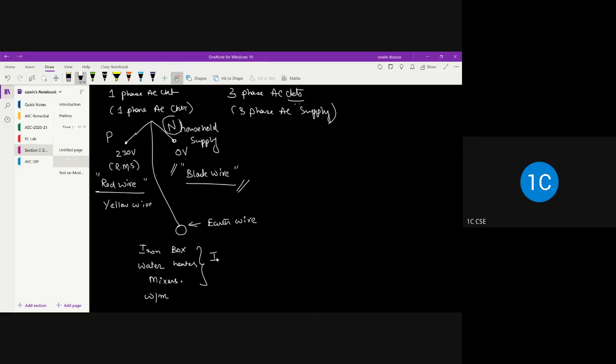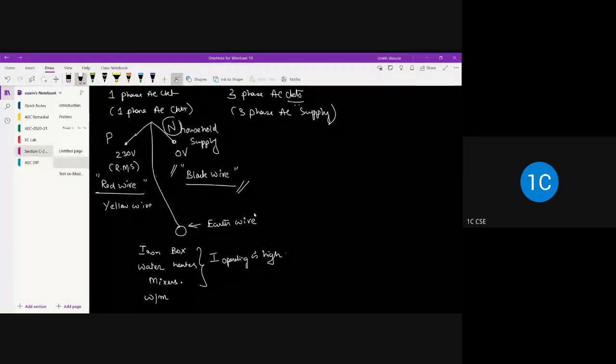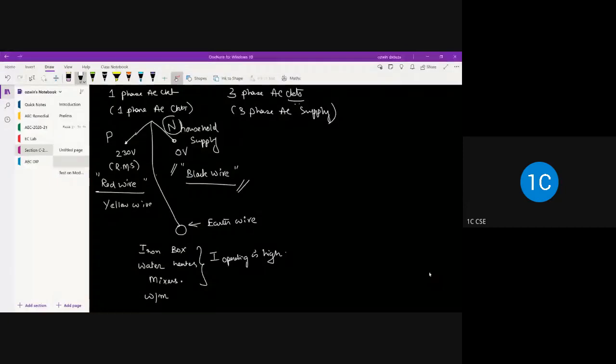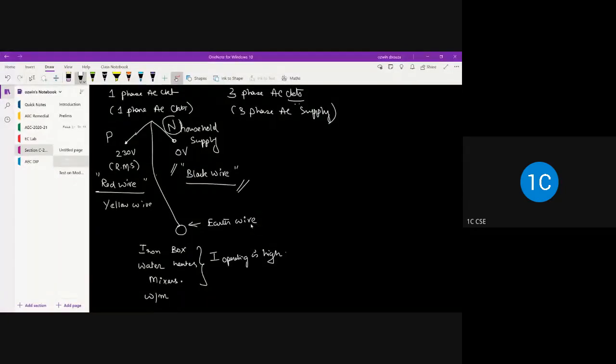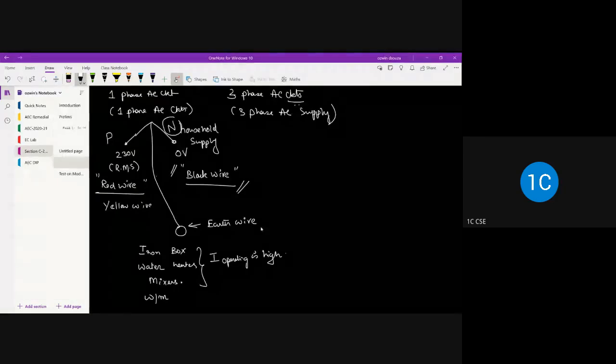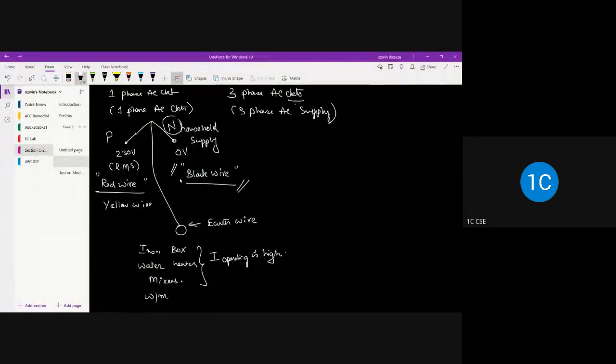So the operating current is high, and to protect human lives against an unintentional fault, this earth wire is used. This earth wire basically provides a very low resistance path. The resistance of the earth circuit is way lesser than the human body resistance. Hence, the leakage current always tries to flow through the low resistance path, and that's how it protects human lives. So this is your single phase AC system.